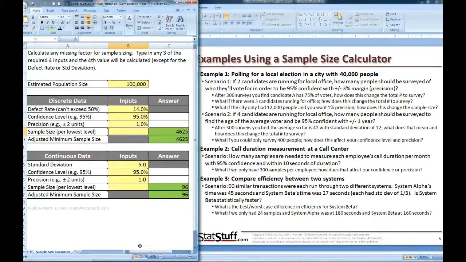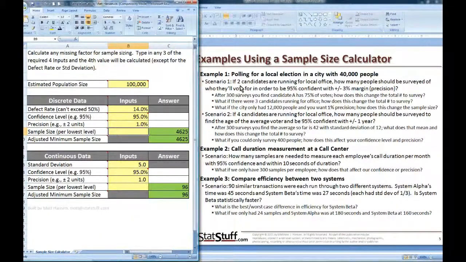All right, now let's go through several examples to help demonstrate how to use the sample size calculator. Well, what I've done is I've split my screen into two, where you can see the calculator on one side with several of the examples we'll walk through together, so you can see how I can apply these situations to the calculator. For the first example, we're going to go through a couple of scenarios, and that example is where we're trying to poll for a local election in a city that has 40,000 people.